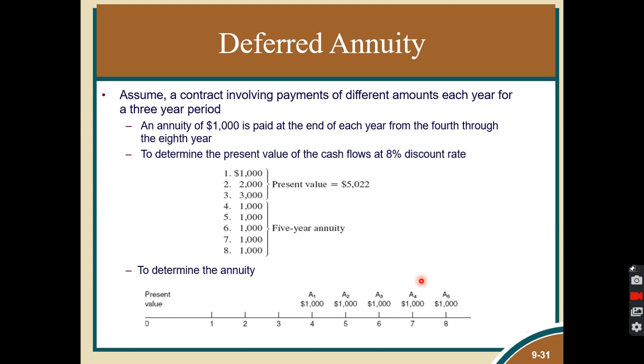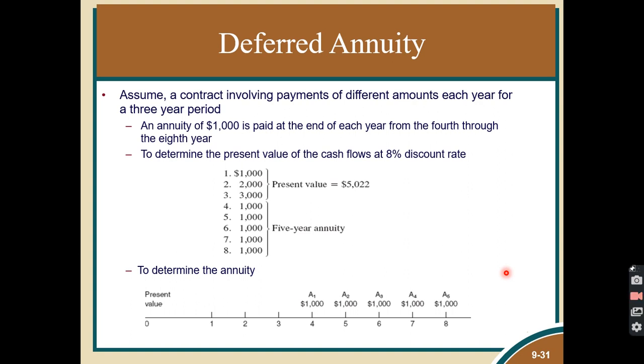So as an example, if you have a particular payment and the annuity of $1,000 is paid at the end of each year from the fourth through the eighth year, meaning if this is the present, you are not going to receive payment until the fourth year. So there will be zero cash flows for year one, year two, and year three, but there will be a 1,000 payment for the next 5 years starting on the fourth year. So this is going to be the structure of your cash flow.